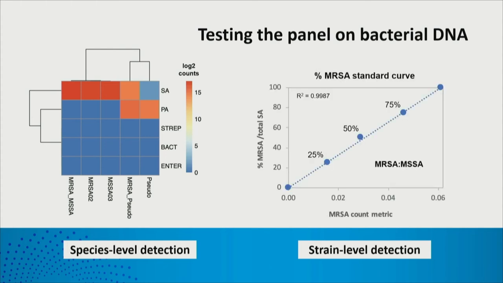Next, we created a standard curve with pure bacterial DNA. We basically spiked in MRSA DNA into a background of MSSA DNA at different percentages. And then we created a MRSA count metric, which did a very nice job of monitoring the percent MRSA in a population of staph.